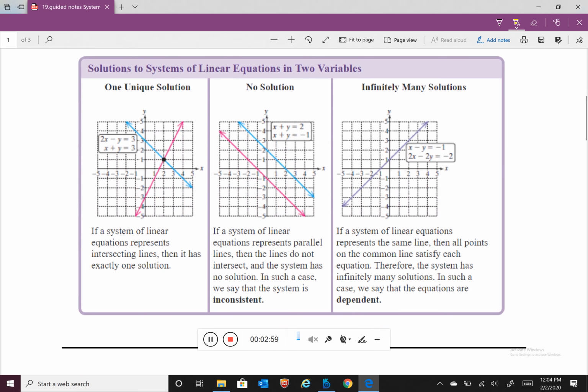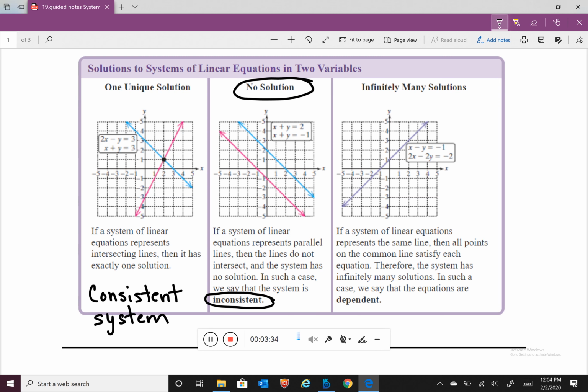So here, one unique solution, and you can see that we have two lines and they intersect. Now, this was not written in this lovely graphic that I found, so I wanted to make sure that you write this down. That's important, that this is a consistent system. Our next is where we have no solution, and you can see that's because line 1 and line 2 are parallel. That is an inconsistent system.